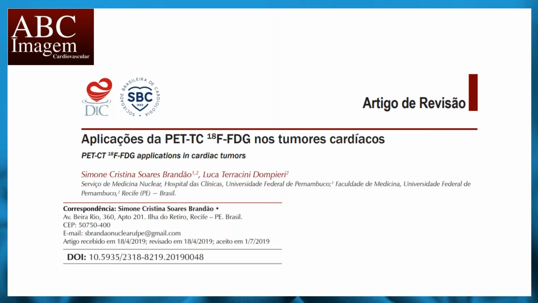To go on, here's the review article that I was writing with Simone, published last year in the Brazilian Journal of Cardiovascular Imaging. It's called FDG PET-CT applications in cardiac tumors. It will give us a broader discussion about the applications of this method in the various types of tumors.